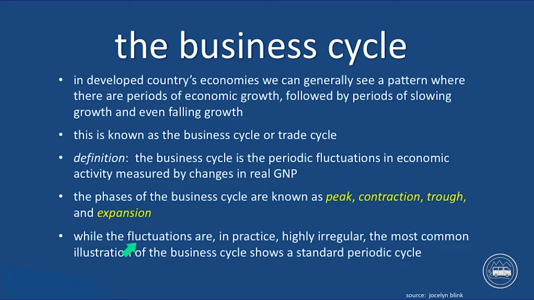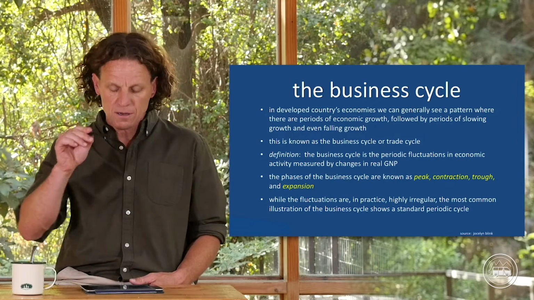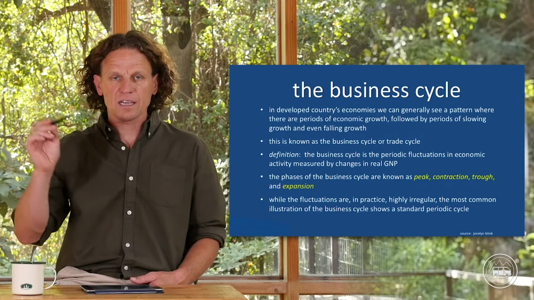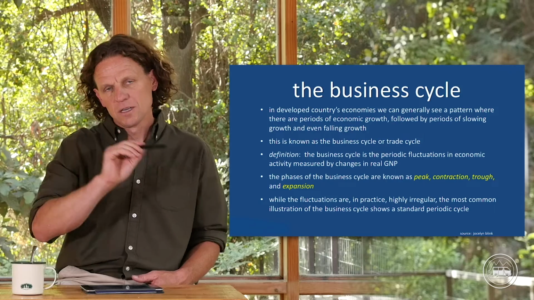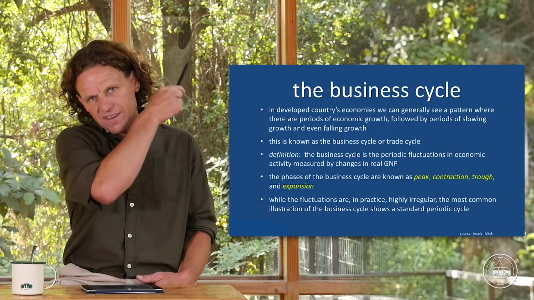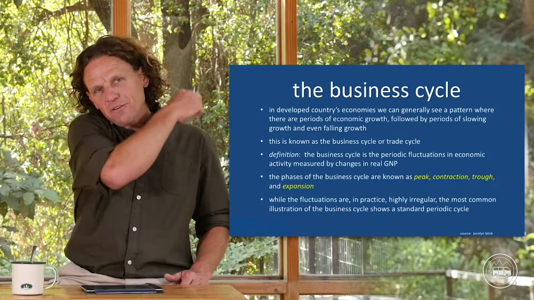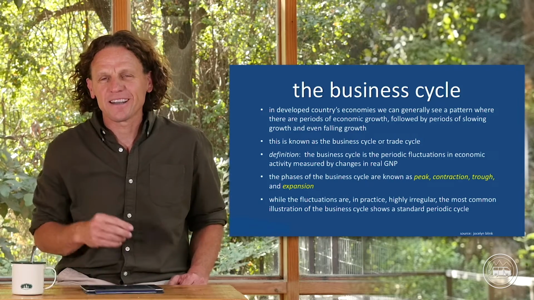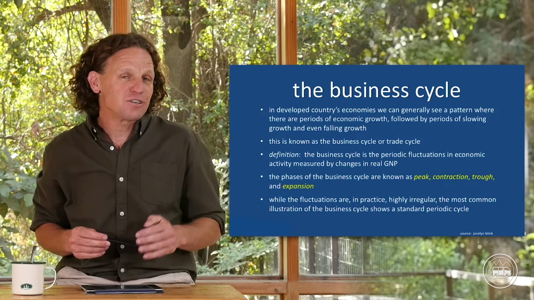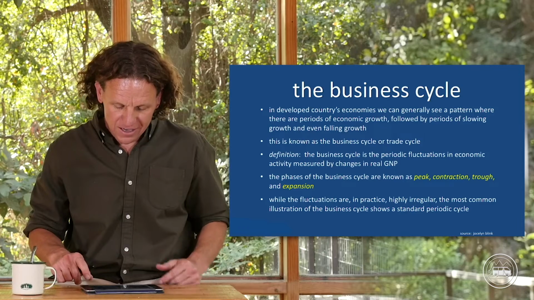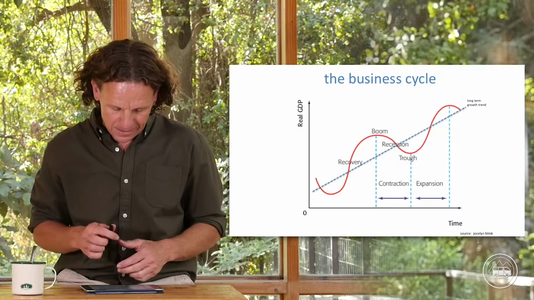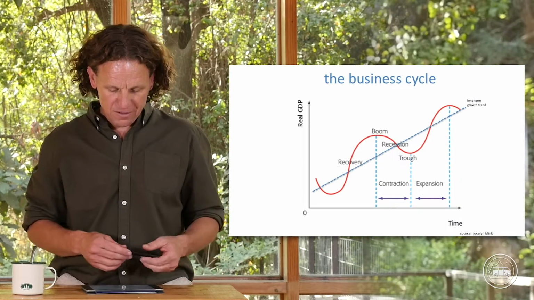While the fluctuations are, in practice, highly irregular, the most common illustration of the business cycle shows a standard periodic cycle of highs and lows, okay? With a very important 45-degree angle line that comes out of the origin, we'll look at it in a second, that talks about the potential growth. So let's take a look at the business cycle, and there it is, okay?